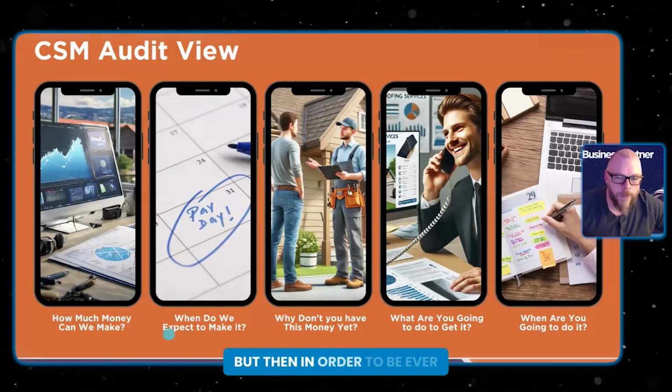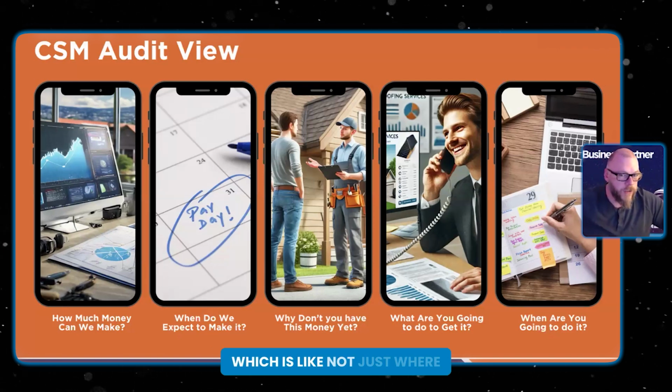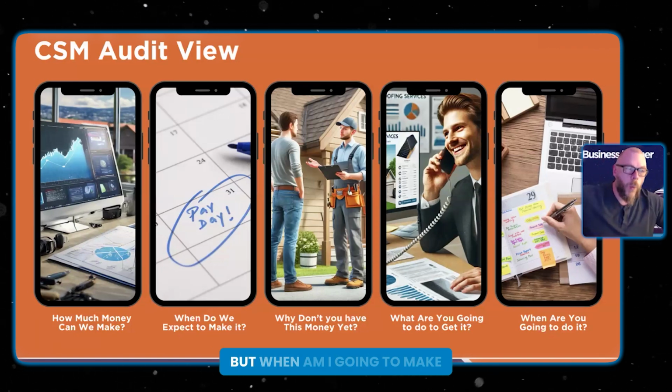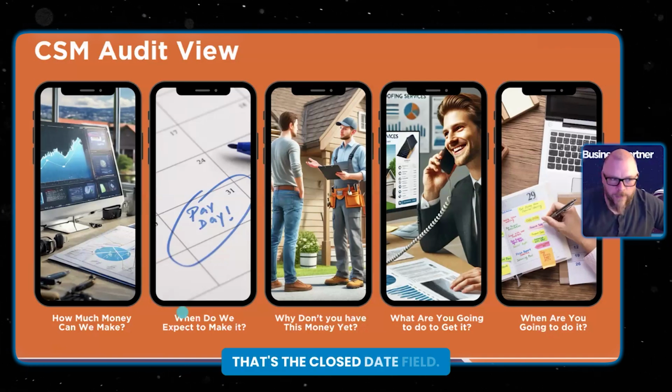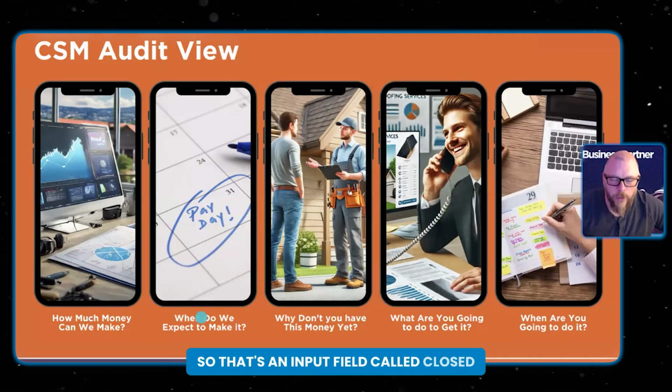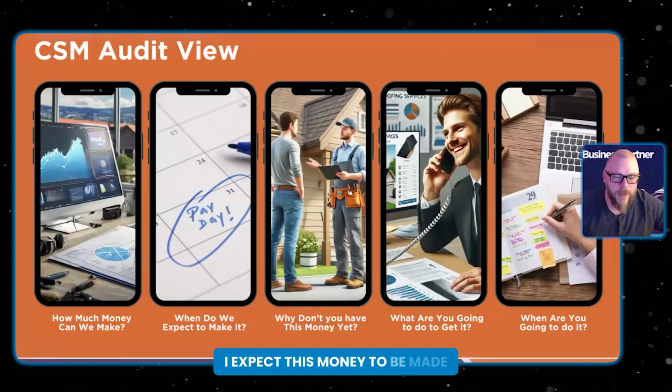But then in order to be able to forecast revenue, which is a whole other report, which is not just where are my deals being lost, but when am I going to make my money? Well, that's the close date field. That's an input field called close date. When you set your close date, you're basically saying, I expect this money to be made then.